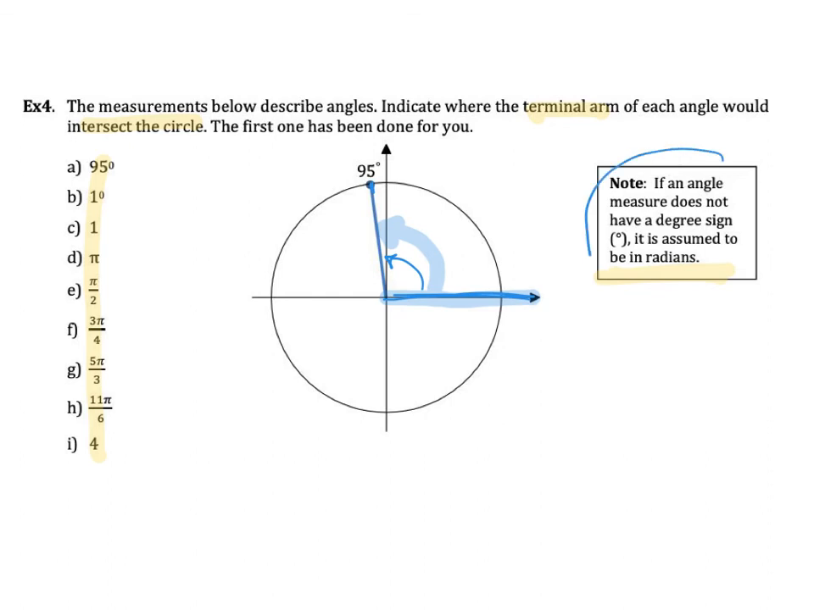Now, this is really important for you to note right here. If an angle measure does not have a degree symbol, so this degree symbol up there, then we know that we are talking about radians. So this is degrees, degrees, radians, radians, radians, radians, radians, radians, and radians. So go ahead and pause now and try this on your own, and then you can compare it with mine.